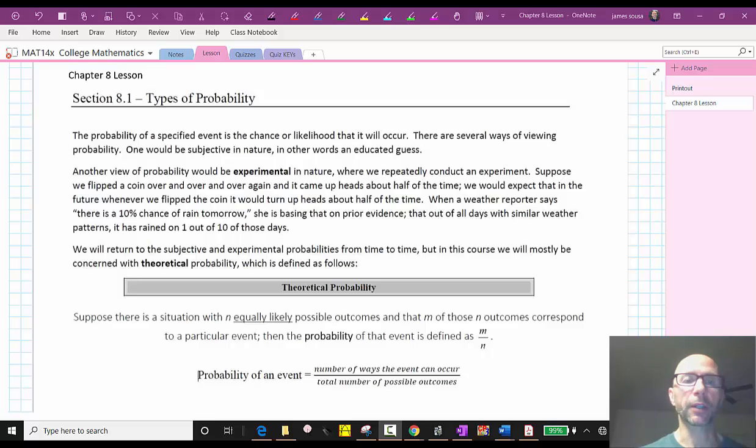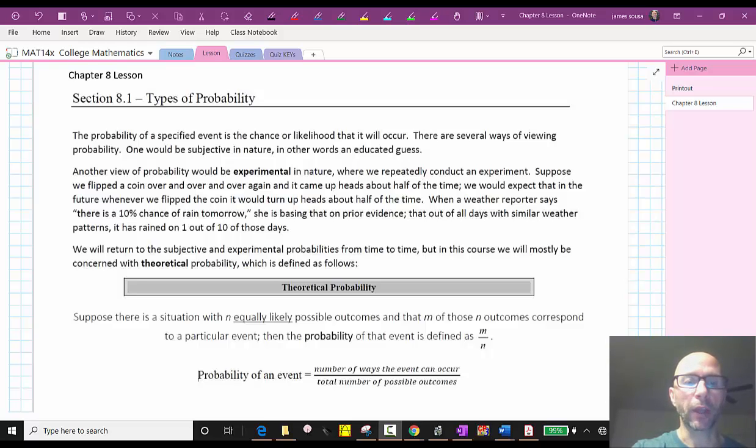The probability of an event is the chance or likelihood that it will occur. For example, if there's a 40% chance it will rain today, there are 40 chances out of 100 that it will rain, which also means there are 60 chances out of 100 that it will not rain. This class will focus on theoretical probability.